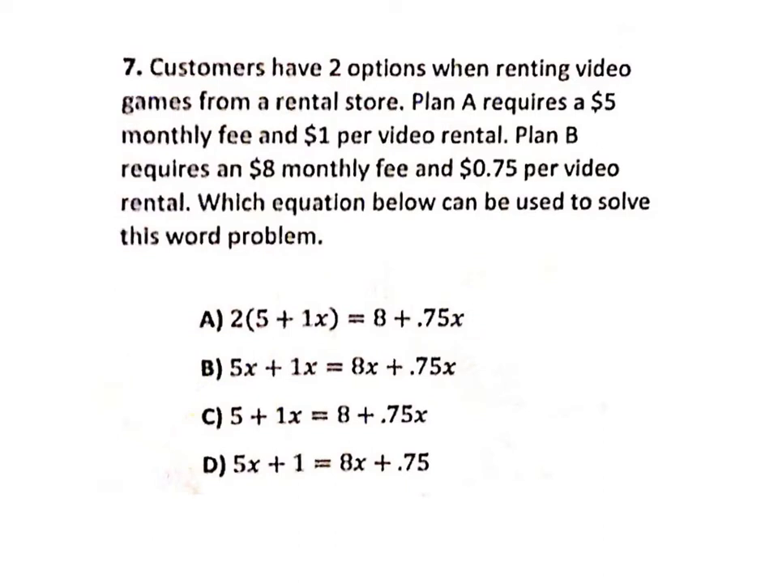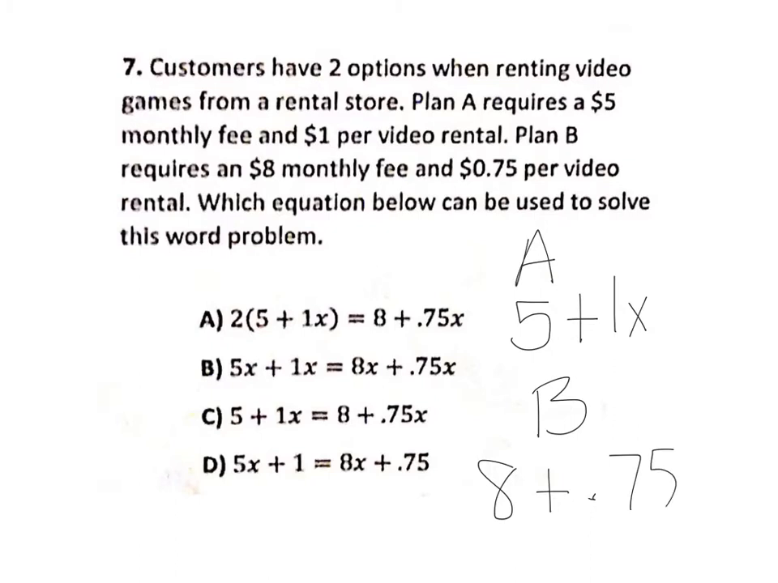Number 7, customers have 2 options when renting video games from a rental store. Plan A requires a $5 monthly fee and $1 per video. So that's Plan A. Plan B requires an $8 monthly fee and 75 cents per video. So once you write it out like that, you just have to check your equations to figure out which one it is, and that would be letter C.